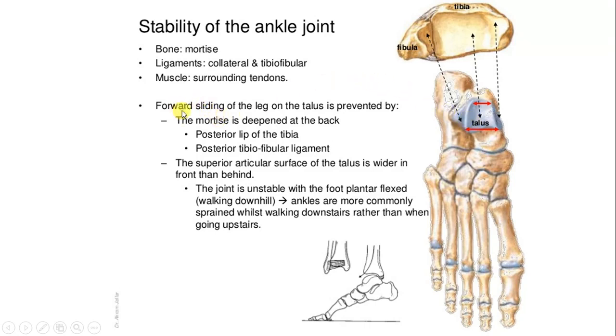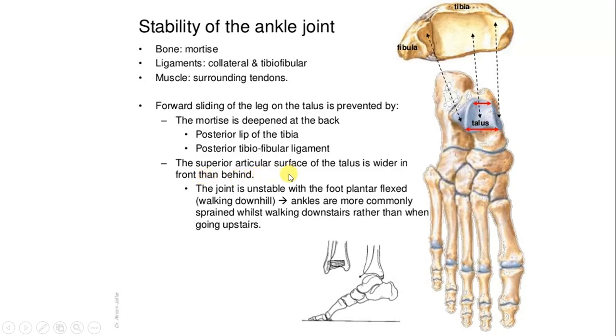So one question is: how is forward sliding of the leg on the talus prevented? When you are walking and you are plantar flexing your ankle joint and the foot and moving your body forward, what are the factors which prevent the forward sliding of the leg? These are the posterior lip of the tibia, which is deepened, and the posterior tibio-fibular ligaments. This is the answer. And the superior articular surface of the talus is wider in front than behind.